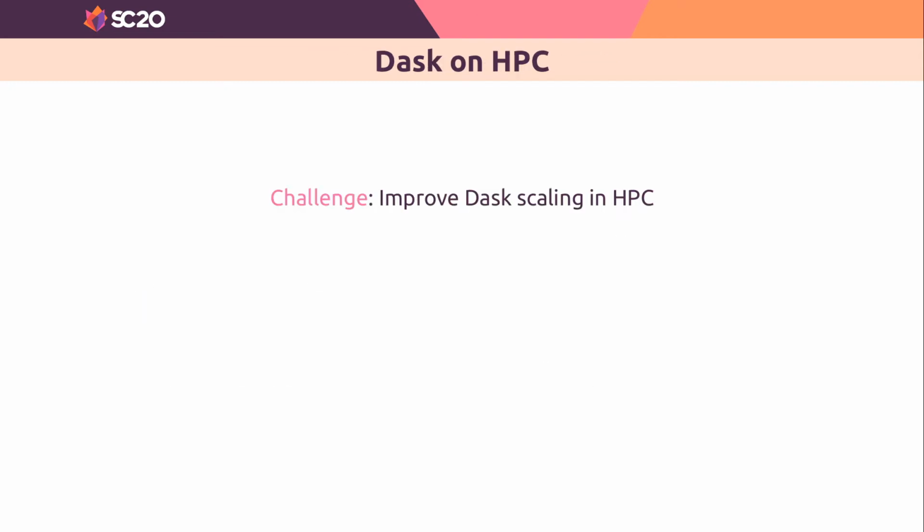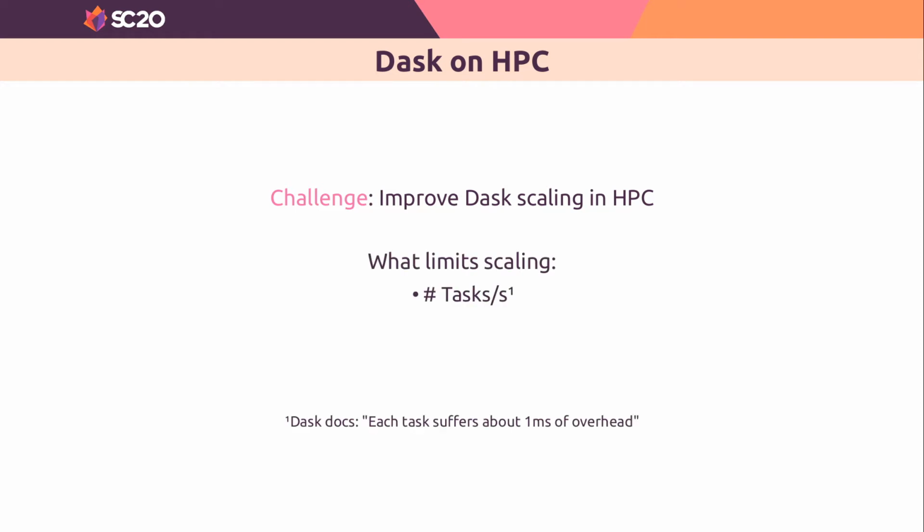We had some internal use cases where we noticed that Dask didn't scale as much as we would like to on HPC infrastructure, so we wanted to find out what are the main factors that limit its scaling. The first natural factor is the number of tasks per second. The Dask server introduces some overhead per each task. The Dask documentation states that this overhead is about 1 millisecond. So if the executed tasks are too short, distributing them with Dask will probably not provide large speedup.